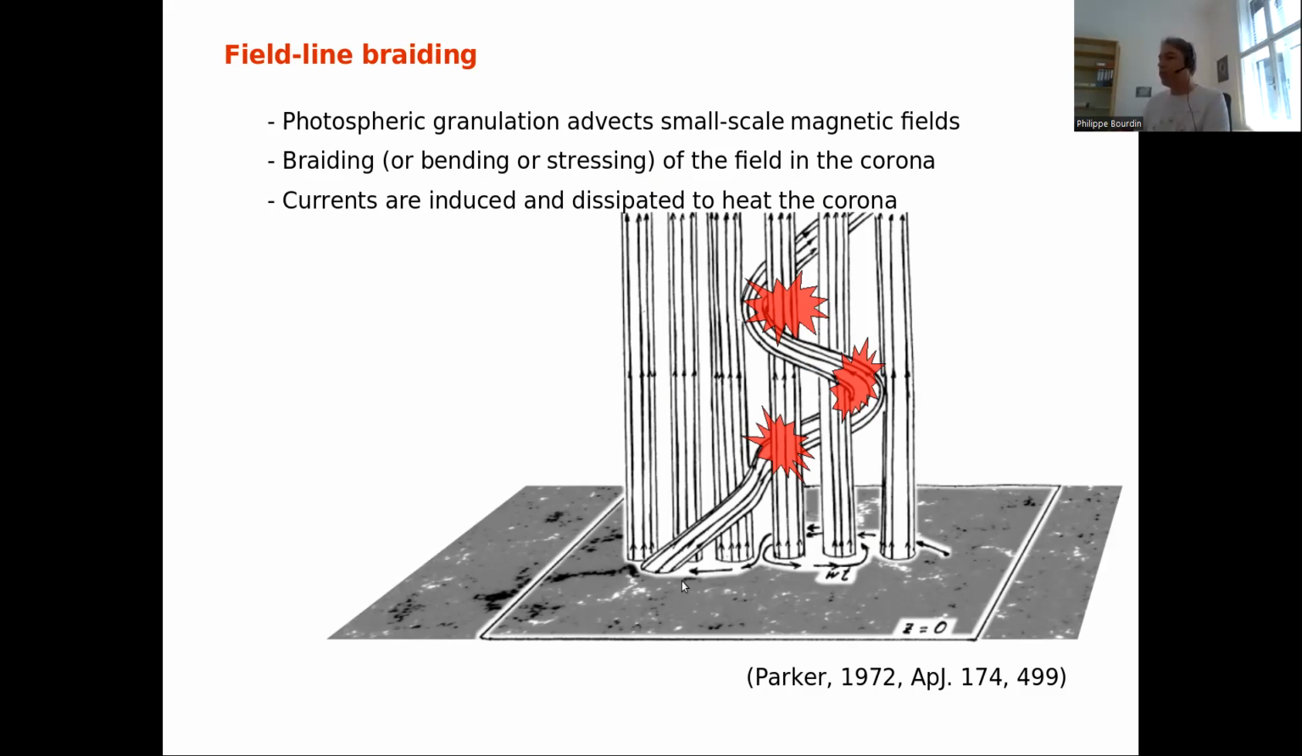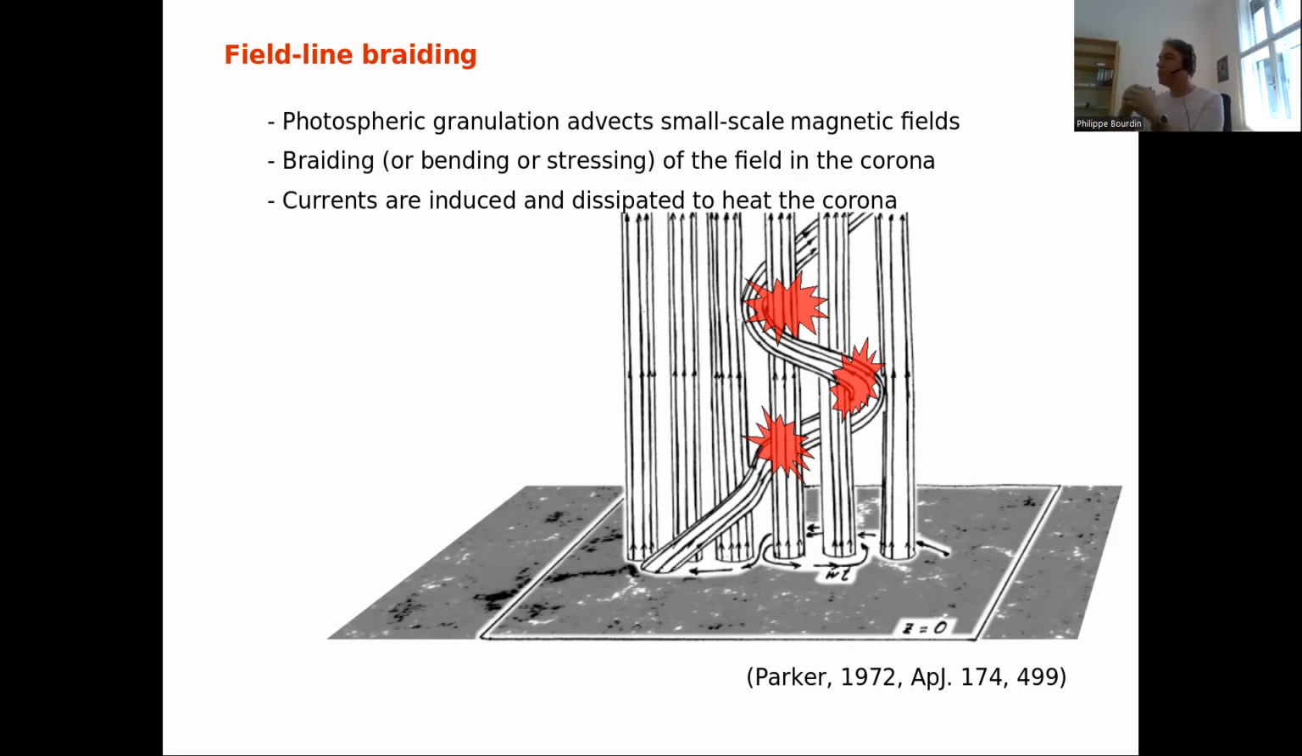And then what, of course, can happen is due to the granulation that advects plasma in horizontal sense, because once a granule reaches the surface, it creates a horizontal flow also, at least a component of a horizontal flow.